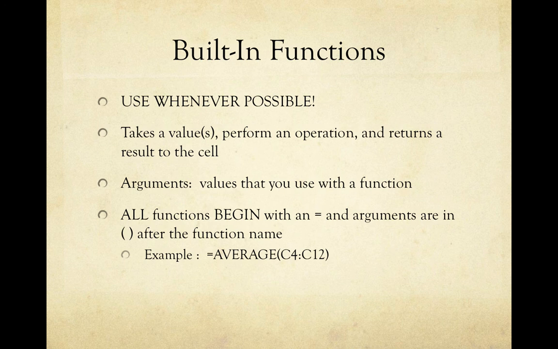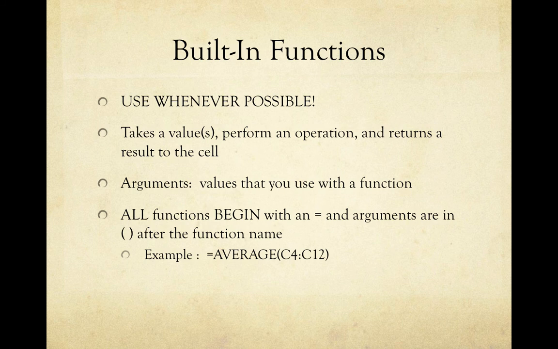All functions, okay, are going to begin with an equal sign. If you do not use the equal sign, Excel will not recognize it as a function. So it's going to begin with an equal sign, and arguments are in parentheses after the function name. In the example that I've given you, this is the AVERAGE function. We start with the equal sign, then it says AVERAGE because that's the function we're going to use. Remember, before we used the SUM function in Unit 1 and it said SUM. In the parentheses, we have cell 4 through cell 12 in column C.